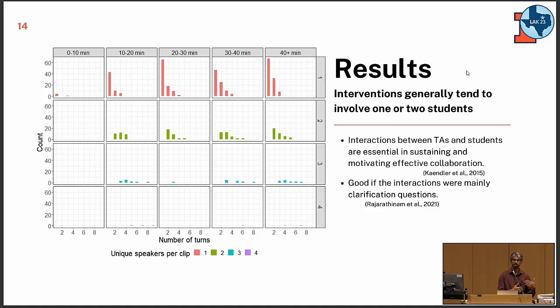This has significant consequences for collaboration, because studies have shown that TAs are necessary for motivating and sustaining collaboration among students, and one best way to do it is by making sure everyone is interacting with the TA, thereby starting to interact with the group as well. These are great if they are basically clarification questions, but more study needs to be done to understand exactly what is happening, and it's underway right now.